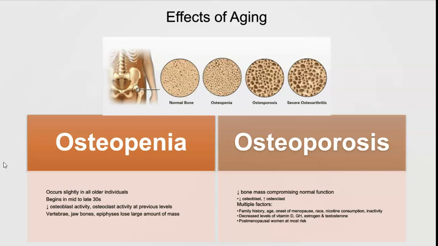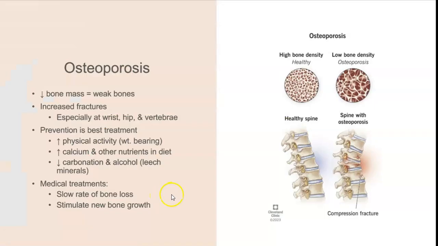Now, because of the estrogen, postmenopausal women, or women that have gone through menopause, are at the highest risk because estrogen helps us to make and preserve bone. So a decrease in bone mass leads to weak bones, and of course weak bones with less bone mass are going to be much more at risk for fractures, especially the wrist, the hip, and the vertebrae.